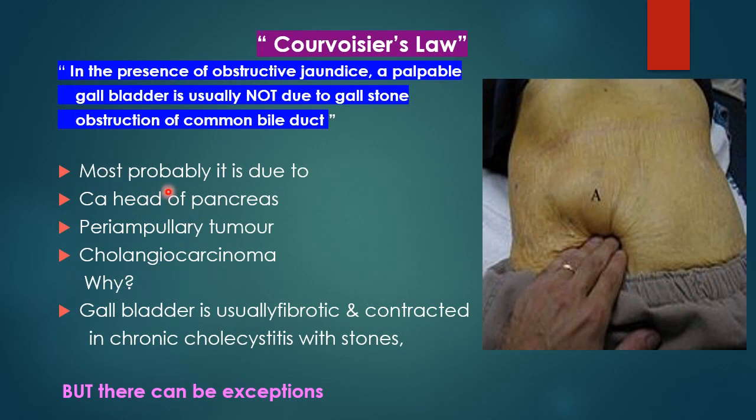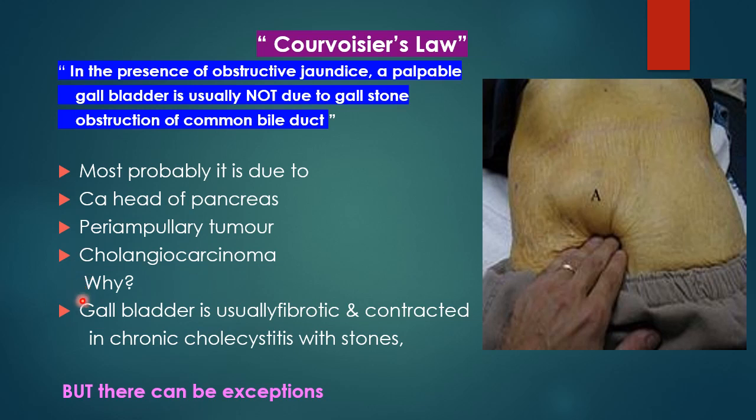Next we come to Courvoisier's law. Read carefully the words highlighted in blue. The law states, in the presence of obstructive jaundice, the palpable gallbladder is usually not due to gallstone obstruction of the bile duct. It is most probably due to carcinoma of the head of pancreas, periampullary carcinoma, or cholangiocarcinoma.